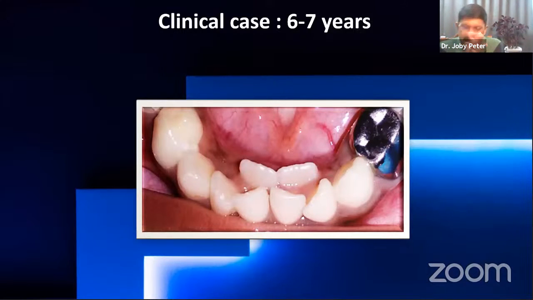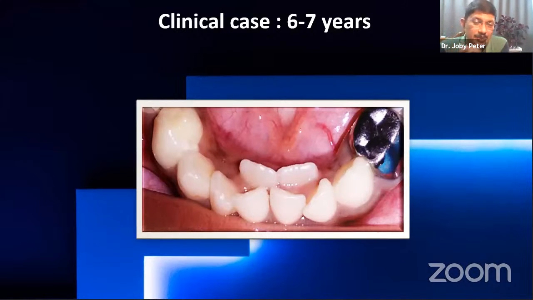Now automatically the mother will ask one question: sir, it has come inside, will the tooth come outside? The answer to this is, oh, don't worry, it will come. The tongue will push it out. It will come outside. That is the automatic answer that we give the patient's mother. Oh, the parents will be very happy. The mother will say, oh yeah, okay, fine. The tongue will push it.